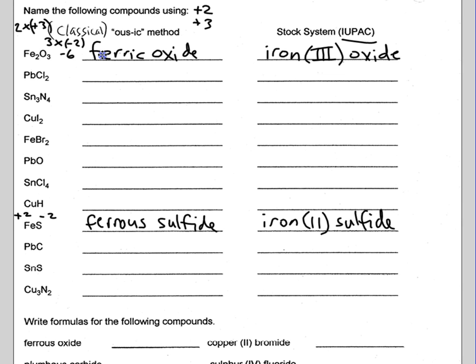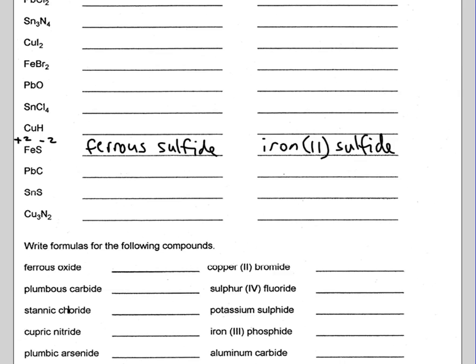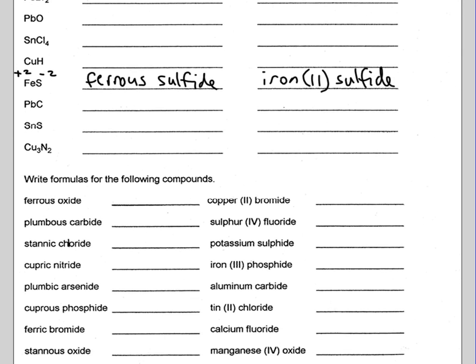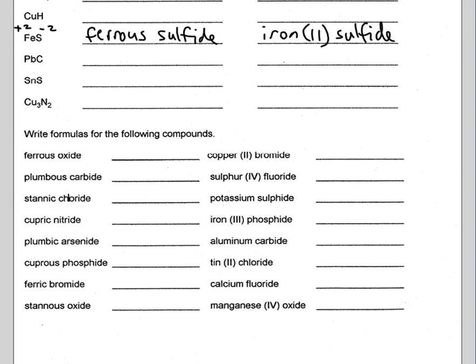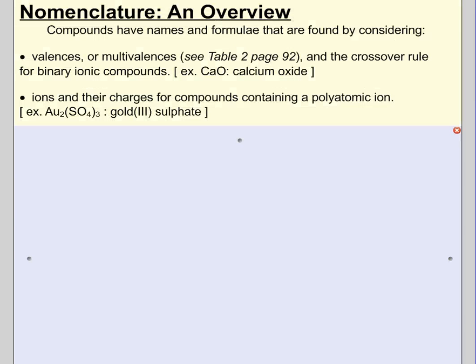All right, so that's the US-IC method. You're more responsible for the IUPAC, but I just introduced the US-IC to show you that there was an older system that was in use before the IUPAC system came into being. With the names going to the chemical formula, again you can use the crisscross rule as we did before with the binary ionics.